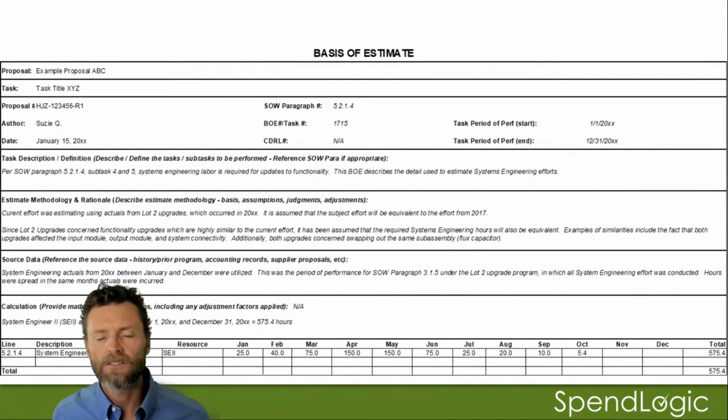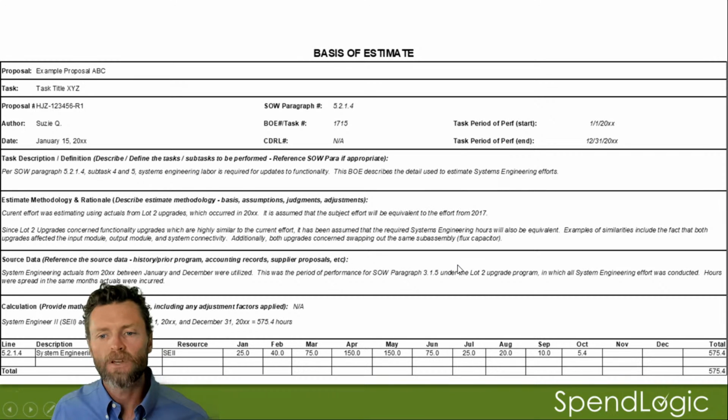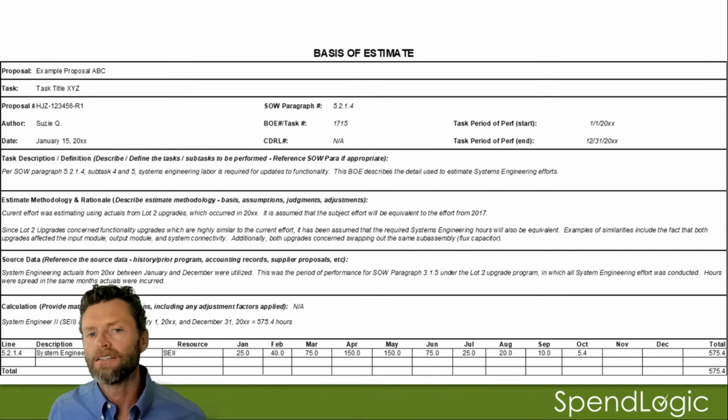In this particular case, here's their basis of estimate. And this is probably a little bit difficult to see. But what they're saying here is their methodology was they used actuals from the Lot 2 upgrades, which occurred in 2000XX. It's assumed to be equivalent. And here's why. So since the Lot 2 upgrades concern functionality upgrades, which are highly similar, it's been assumed that the systems engineering effort will also be equivalent. Examples of similarities include the fact that both upgrades affected the input module, the output module, and system connectivity. Additionally, both upgrades concern swapping out the same subassembly, the flux capacitor.